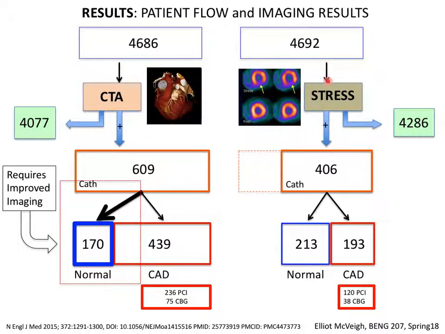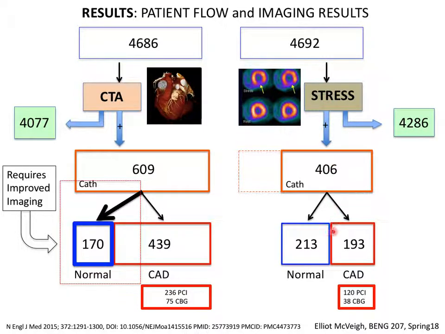On the other side, from the stress test, 406 people were selected to go to the cath lab to either get treatment or a diagnostic cath. So already there's a big difference here, right? There's 200 people difference here. Two of my friends were in this box. They weren't in this trial, but this happened to them. They were completely abnormal, and they got called normal by a stress test and wound up over here.